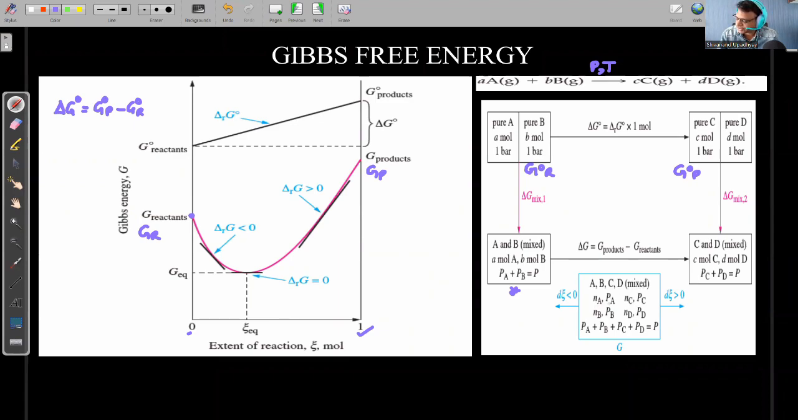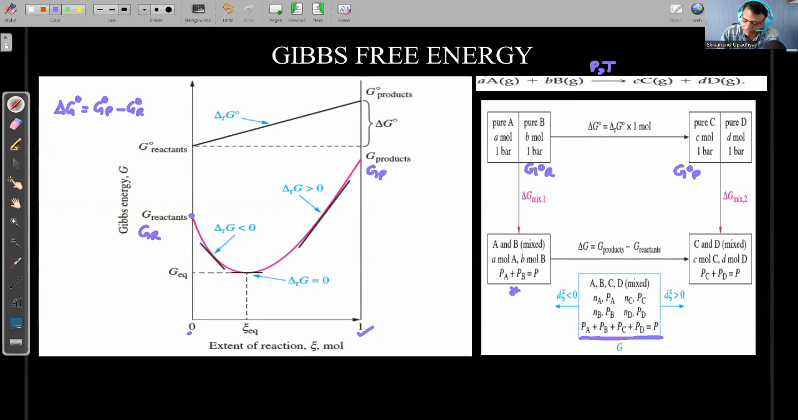The number of moles of A, B, C, and D and the partial pressures of A, B, C, D are given. The sum of the partial pressures of all these four is equal to the total pressure. So we can say that during the reaction the pressure is constant, that is P, and the reaction is taking place at constant temperature. So this is the Gibbs free energy of reaction.